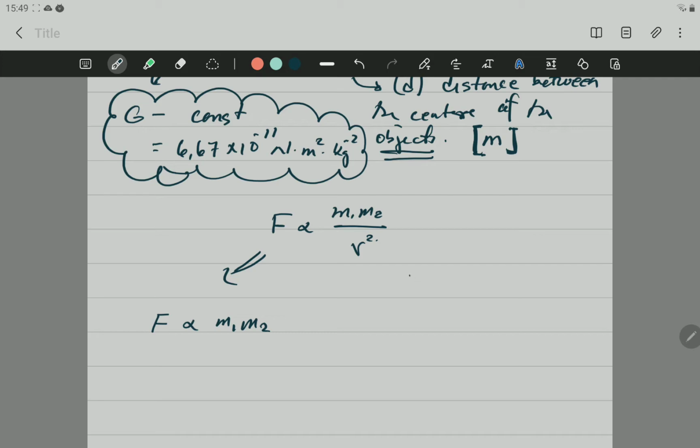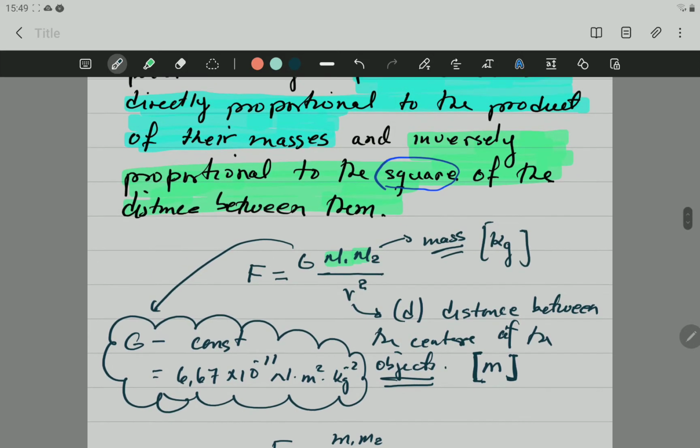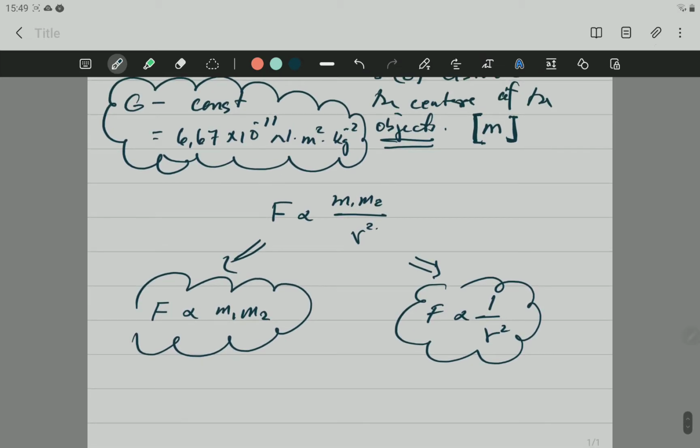Okay, and from here we know that the force of attraction is inversely proportional to the square of the distance between them. So if the distance is doubled, then the force will decrease 4 times because it is to the square. So this is very important. This is the relationship that you must learn. This is in fact the law, but in symbols. This is the same law, but using symbols now.